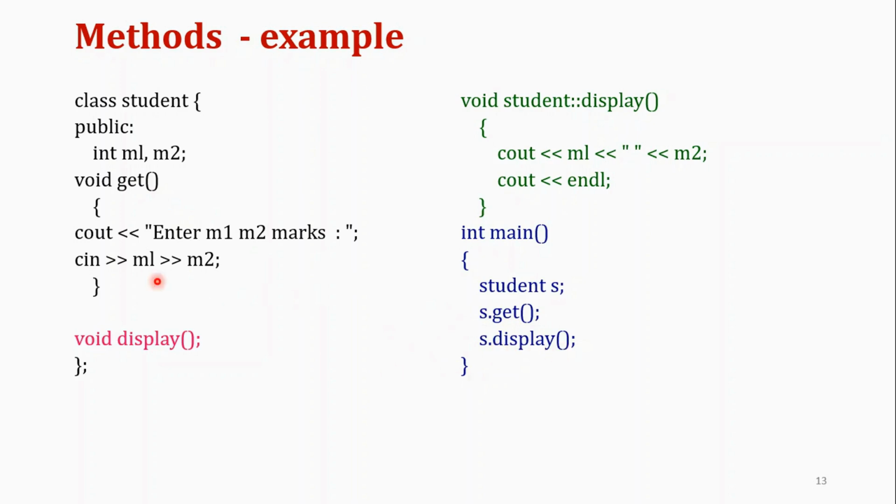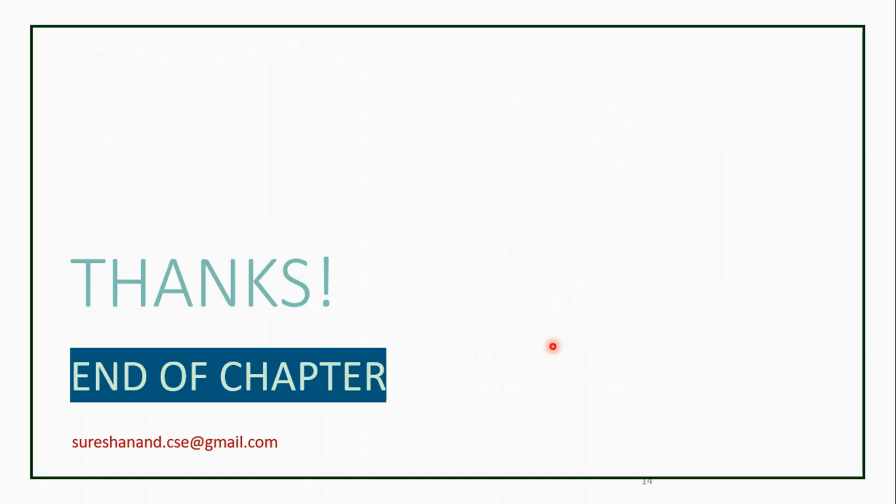So I'm repeating. When the function is defined inside the class, there is no scope resolution operator; you define the function just as it is. To define a function outside the class, you have to declare the function inside the class, and while defining it, you insert the class name and scope resolution operator in between the return type and the function name. You can define the function as you want. In the main function, you create the object and call the member function with the dot operator: object dot function name. So this is how methods can be defined within the class or outside the class. That's all, end of this chapter.